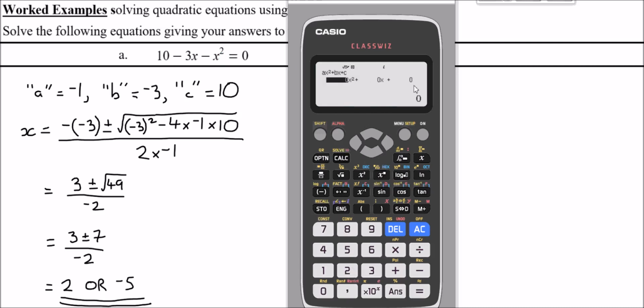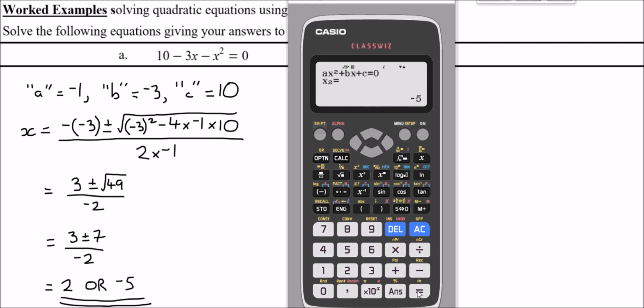We can now type in the parameters manually. So first of all, type in the coefficient of x squared. So here it's minus 1. Press equals. Then type in the coefficient of x. Here we have minus 3, so type in minus 3. Finally, the constant term, which is 10, type in 10, press equals again, and press equals for a second time. It will give you the roots. So the first root, root 1, is 2, press equals again. The second root is minus 5.